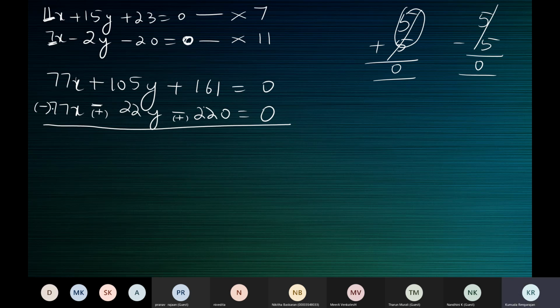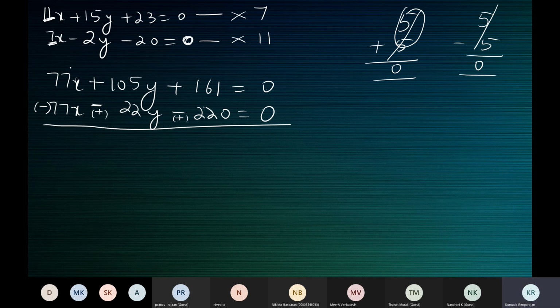Change the signs throughout. Plus becomes minus, minus becomes plus, minus becomes plus. Here also, 0 does not attach itself with any sign, so you just ignore it. There's nothing like plus 0 and minus 0. Otherwise, if you had some other numerical value, you should change the signs here also.